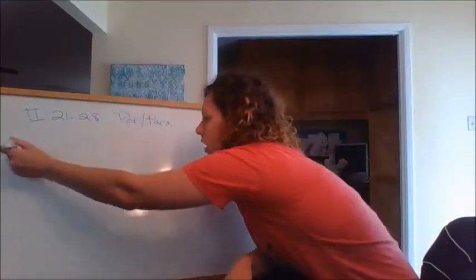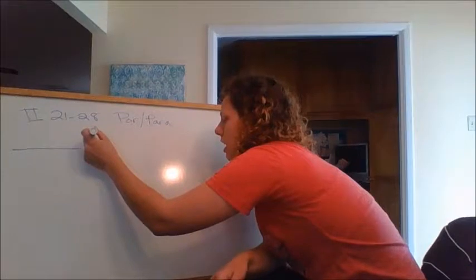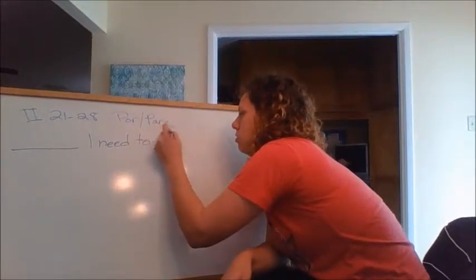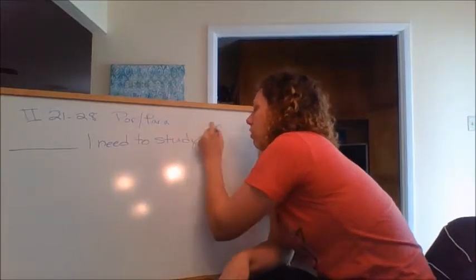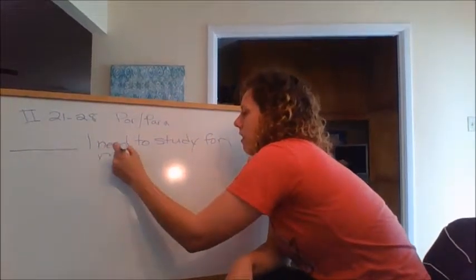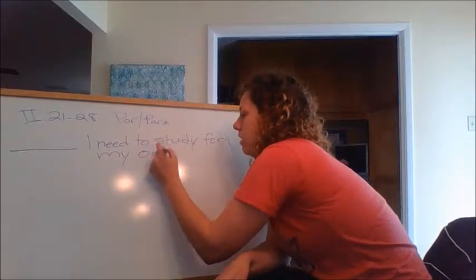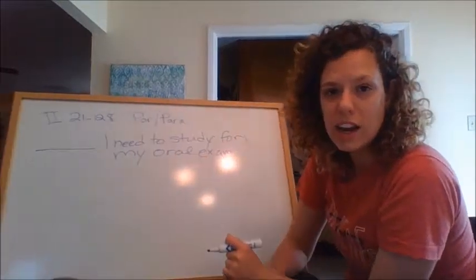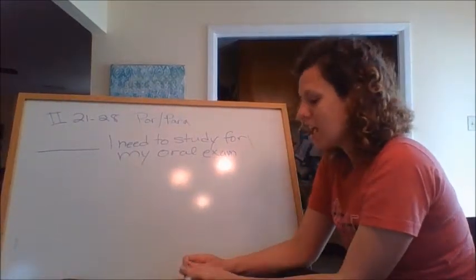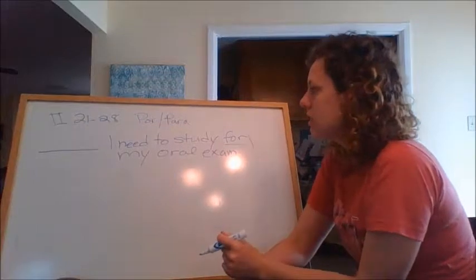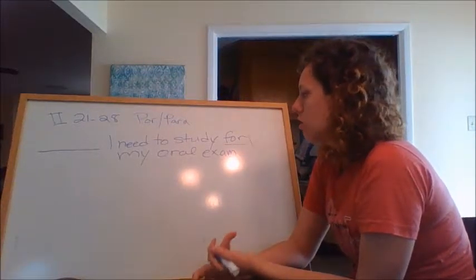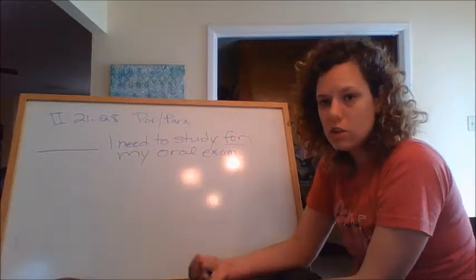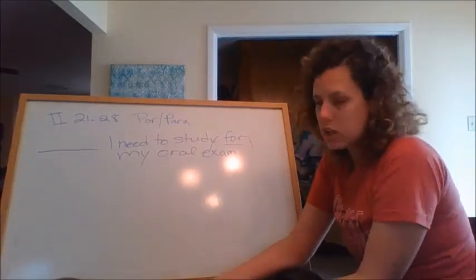Like it's going to look something like blank, and then it's going to say, I need to study for my oral exam. That's not hinting at anything at all. Okay? So I'll have it underlined, and you have to pick por or para. So in this case, you need to study for an objective, so an intention, a thing that you're doing. So that has to be para.